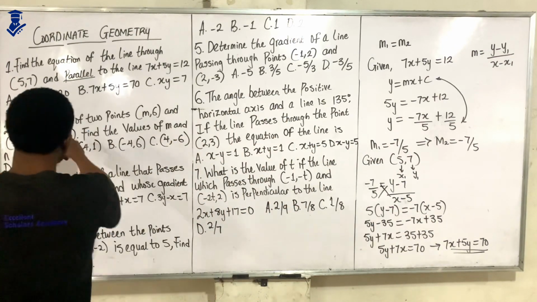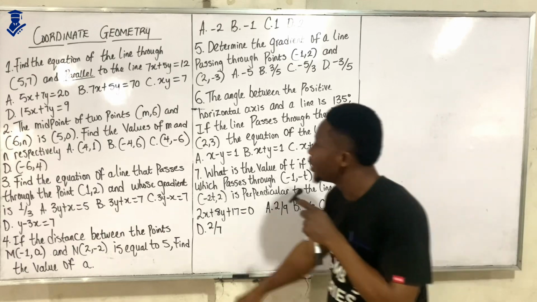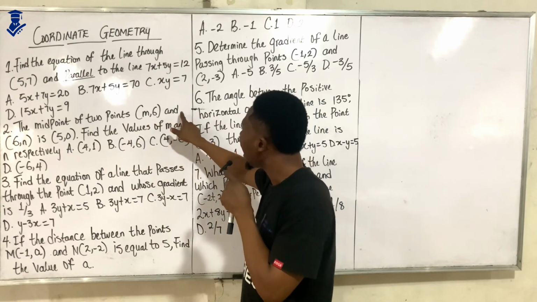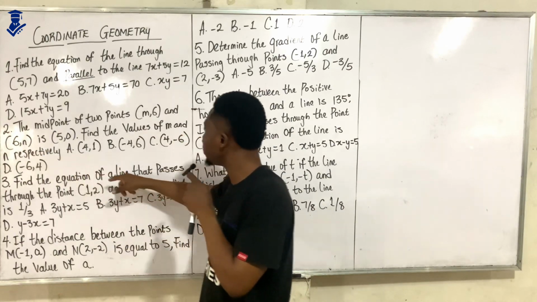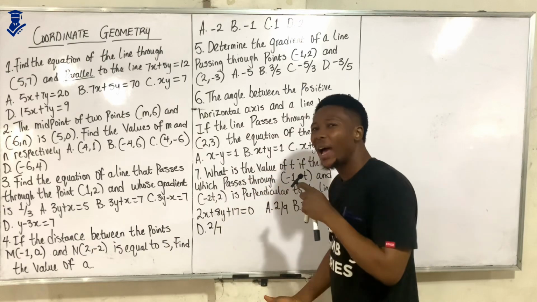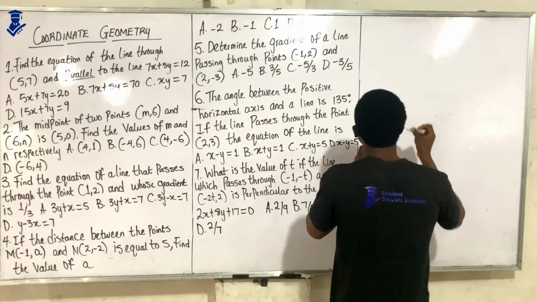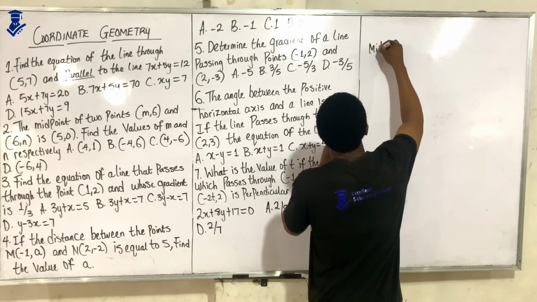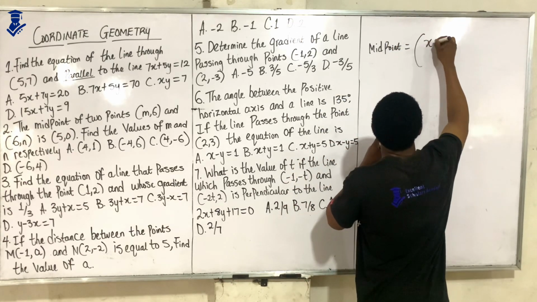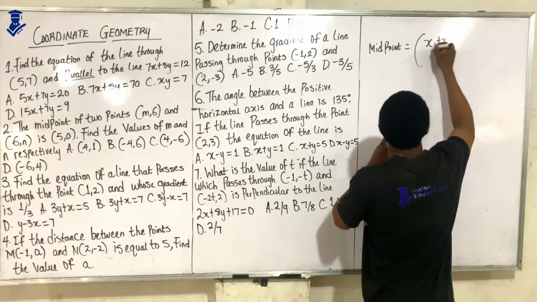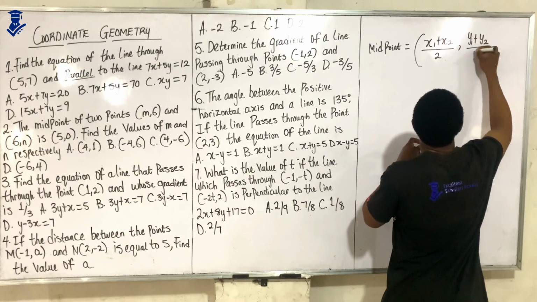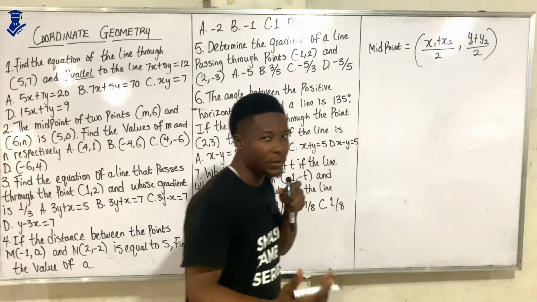Now let's go ahead and solve the next question. The next question says the midpoint of two points (m, 6) and (6, n) is (5, 0). Find the values of m and n respectively. Now how do we do that? The formula to find the midpoint is equal to x1 plus x2 over 2, y1 plus y2 over 2. This is the formula.